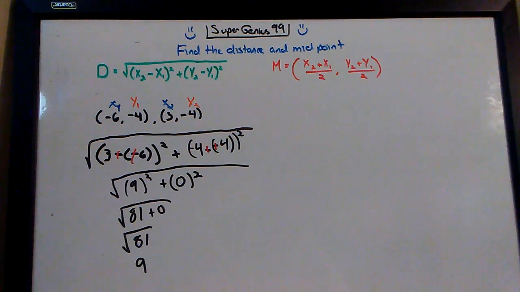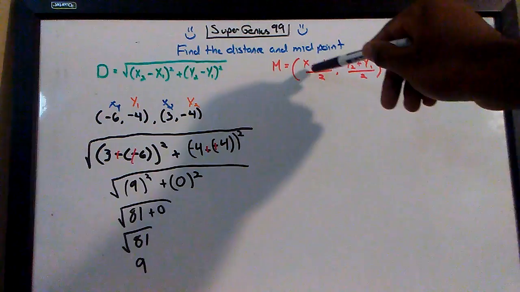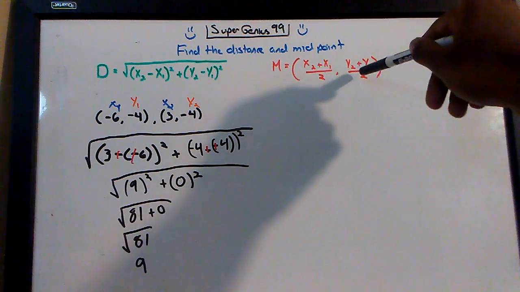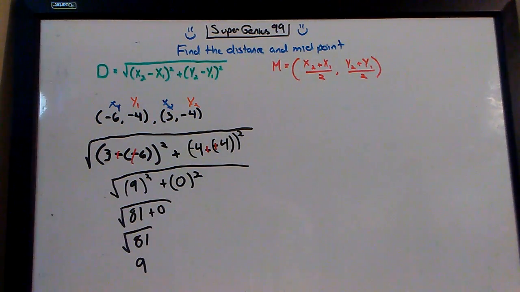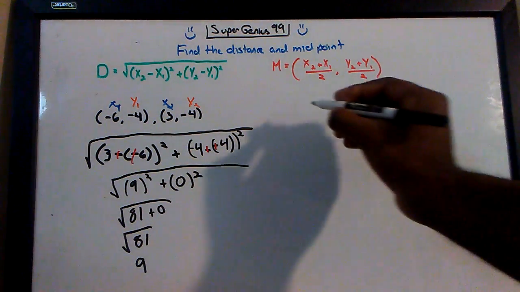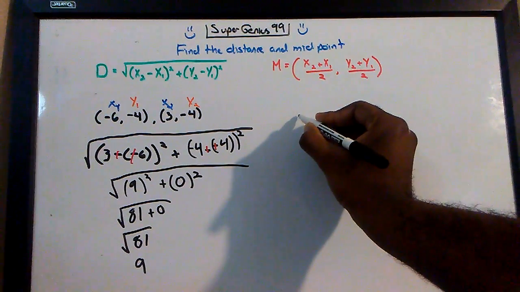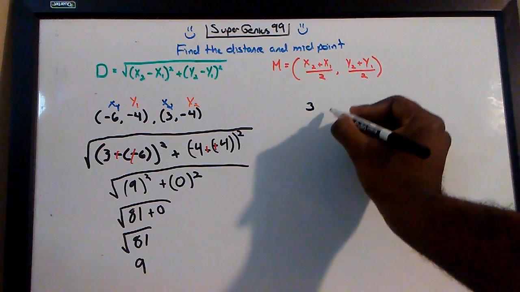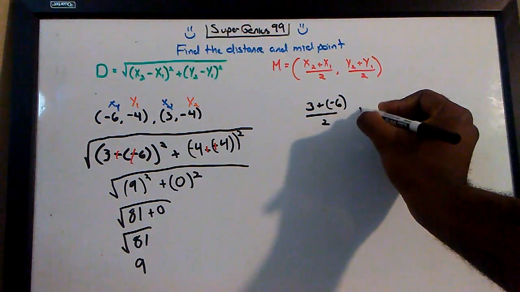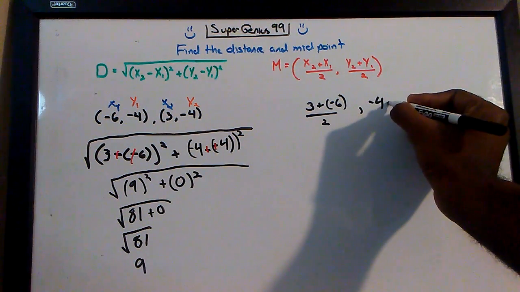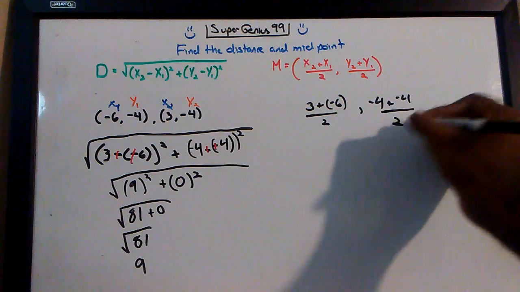All right. So what's the midpoint? So this formula over here. Remember, it's just the average of your x's, x sub 2 plus x sub 1 divided by 2, comma, y sub 2 plus y sub 1 over 2. So the average of your x's, comma, the average of your y's. So x sub 2 plus x sub 1 divided by 2, over y sub 2 plus y sub 1 divided by 2.